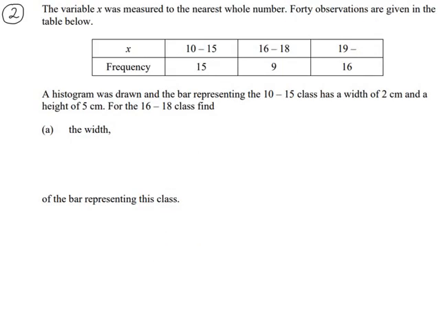Example 2. So we have a grouped frequency table, and we're given some information about this particular class, and we have to work out the width of this class. The data has been rounded, it tells us here, to the nearest whole number, hence the gaps 10 to 15, and this one doesn't start from 15, it starts from 16. So we have to be careful with the class boundaries, which are these.